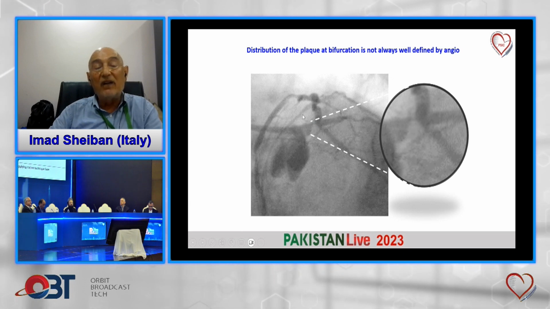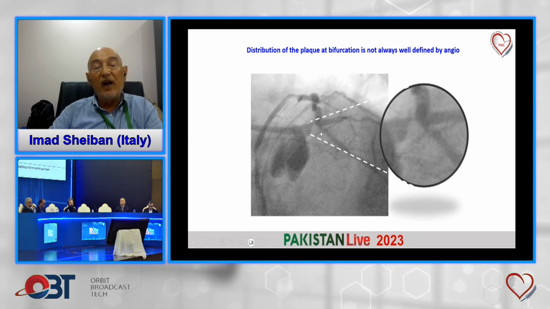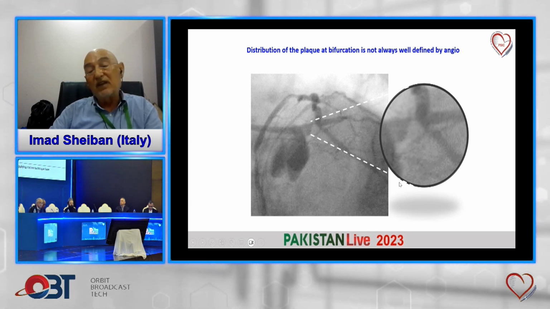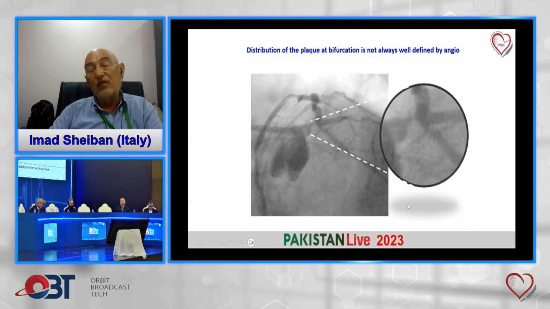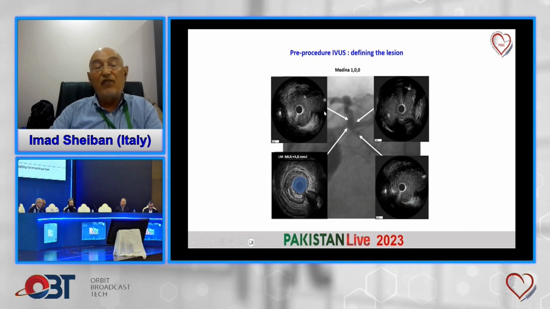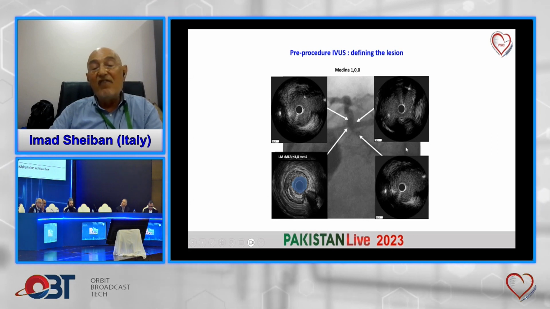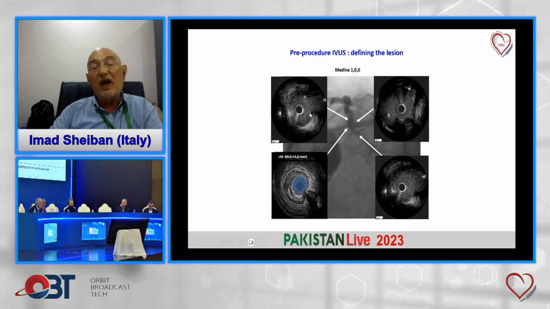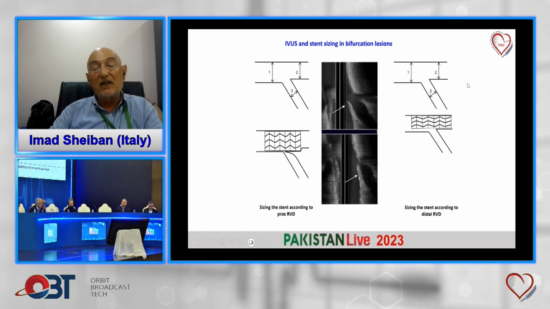If you look at some examples here, you can see that angiography cannot define how much is the involvement of the ostium of the LAD or circumflex here. That means the two branches of the bifurcation. But if you go with IVUS, you can define it very well, and accordingly you can select your procedure as well.